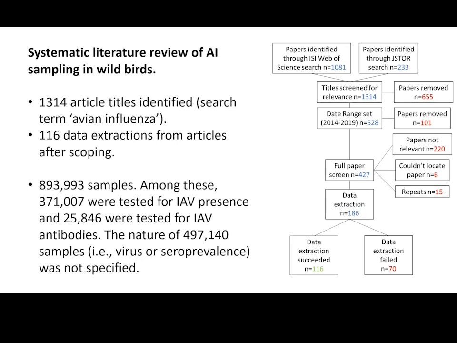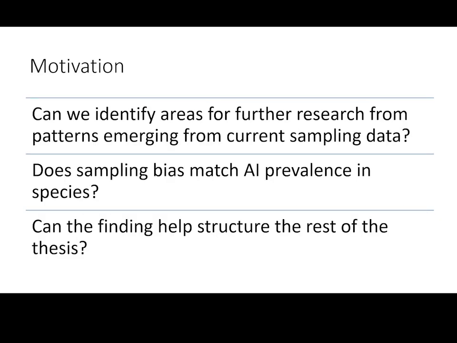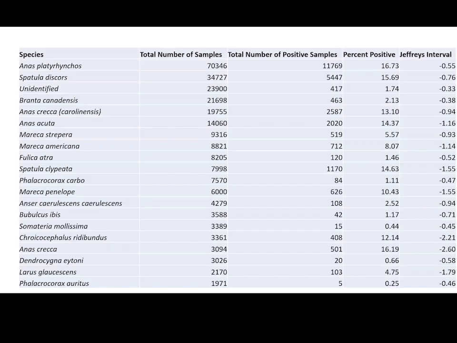That's about 371,007 which were tested for IAV, also being AI, another symbolism for that. That's viral presence, and then 25,000 and a bit for presence of antibodies, which is seroprevalence. The motivation for doing this is, can we identify areas for further research from patterns emerging from current sampling data? And does the sampling bias match the AI prevalence in different species? And can these findings help structure the rest of the thesis? That was the motivation for doing this.